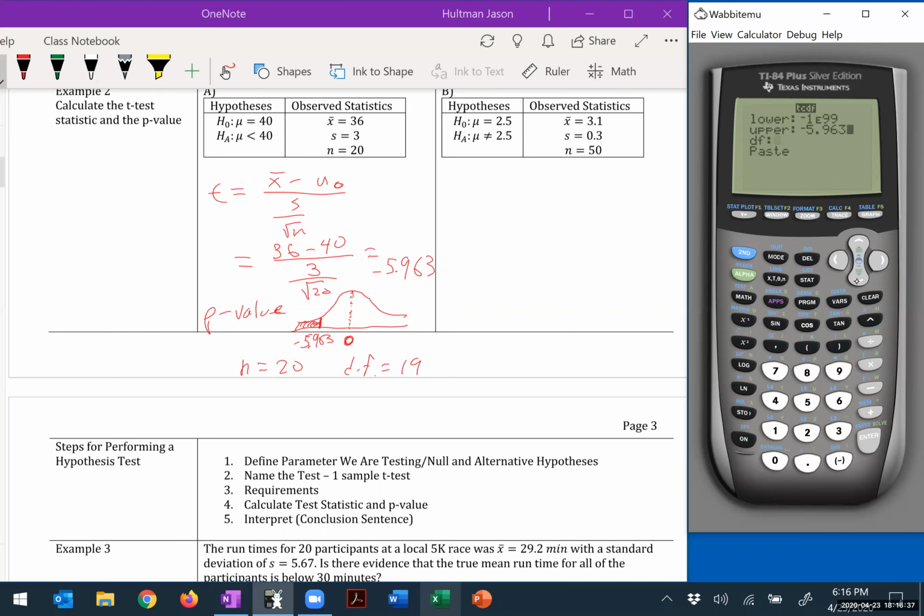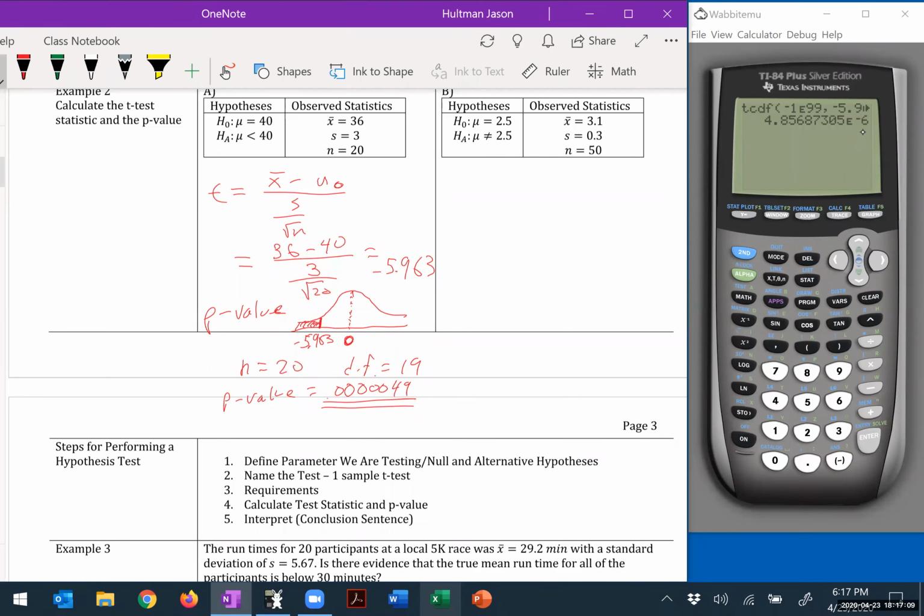5.963. Degrees of freedom is 19. 19, it's n minus 1. Okay, and then let's paste that. And I'm getting a very small number. My p-value was equal to 0.000, five zeros, and then a 4.9, we'll say 4.9. So, extremely small p-value.